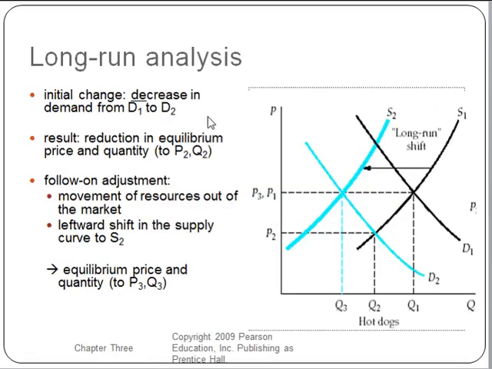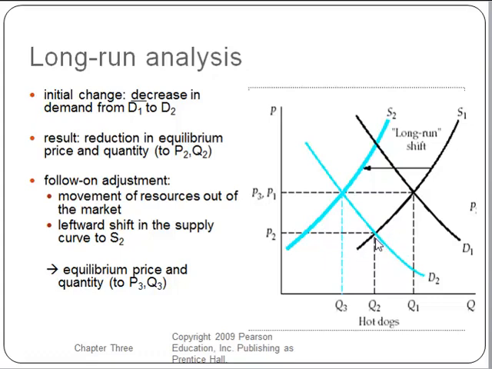For example, let's assume there is an initial change. There is a decrease in demand from demand 1 to demand 2. So demand decreases, moving to the left. And the result is a reduction in equilibrium price and quantity. That's the original equilibrium point, and now that's the new equilibrium point. So both price and quantity demanded fall. That's the change in the short run.